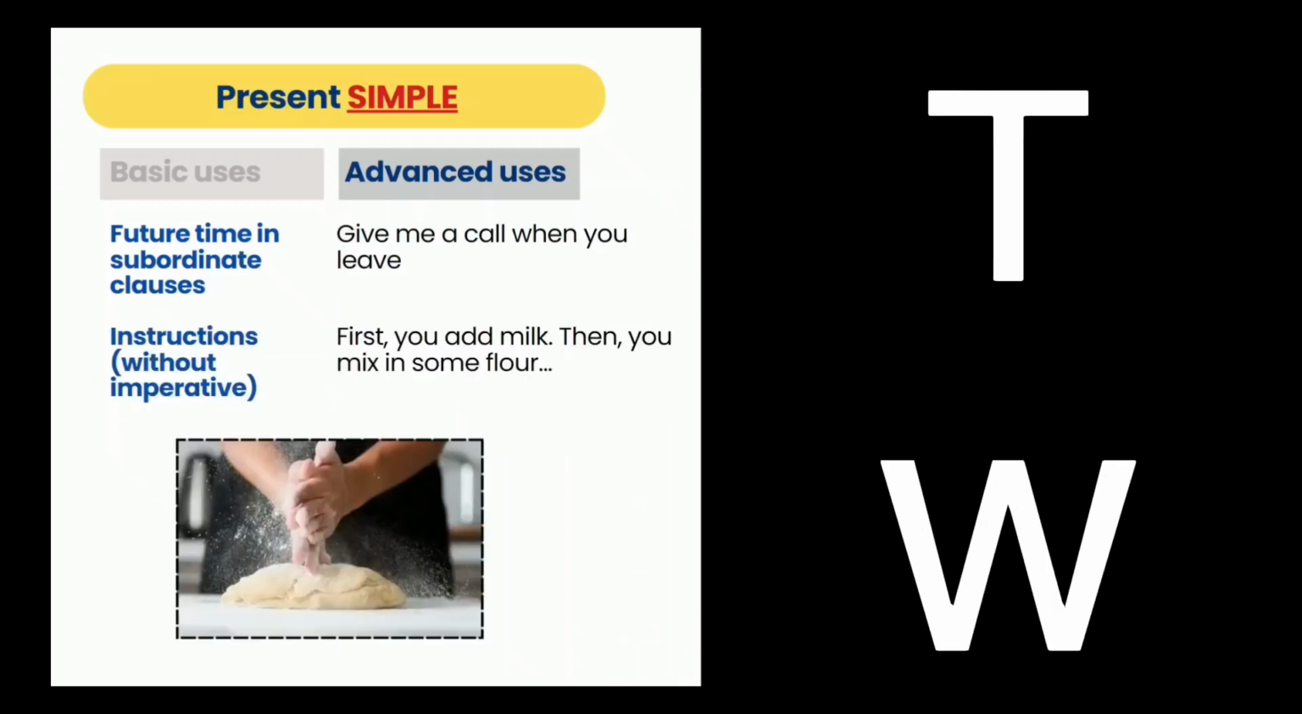Also, instructions without an imperative. For example, here you're telling someone how to perhaps make some bread or a cake. You could say this. First you add milk, then you mix in some flour. You're making it slightly less direct. The imperative is more of a command rather than simply sharing with someone. So you could prefer to use the present simple here.